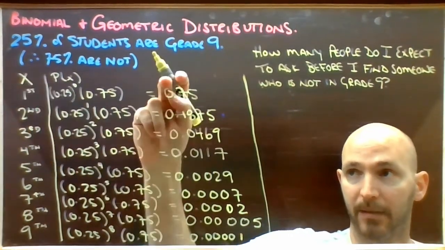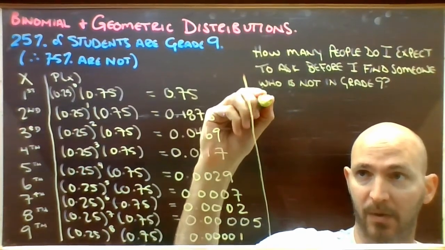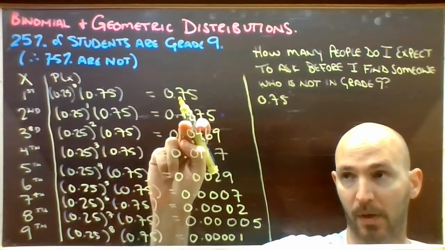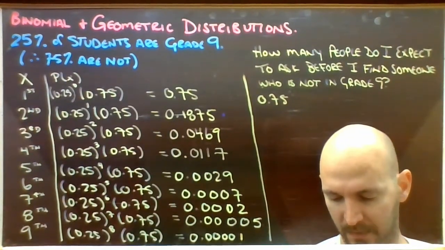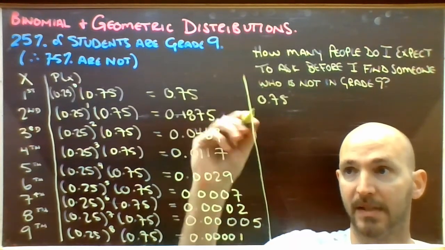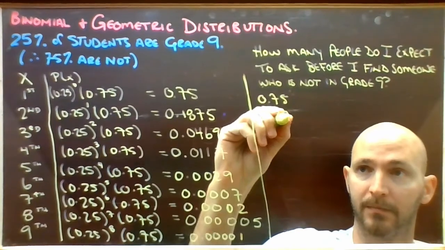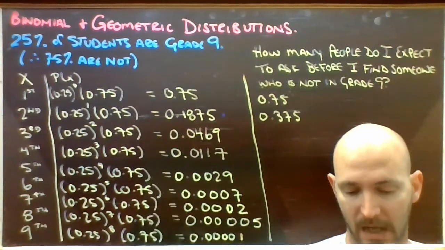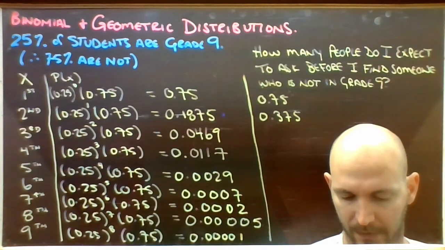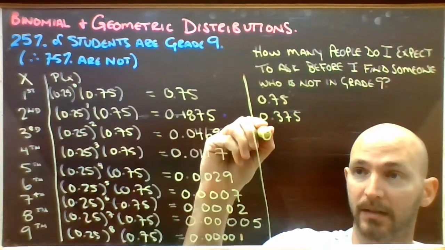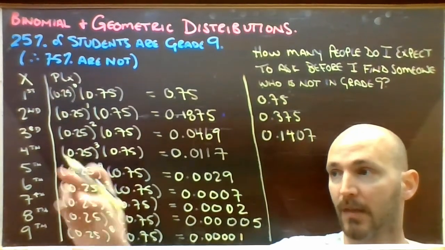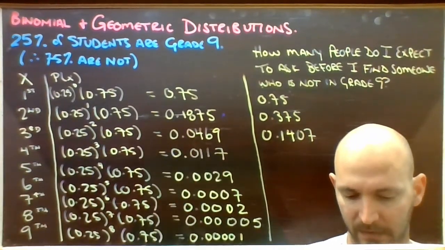So 1 times 0.75 is 0.75. 2 times 0.1875 is 0.375. And then 3 times 0.0469 is 0.1407. 4 times 0.0117.